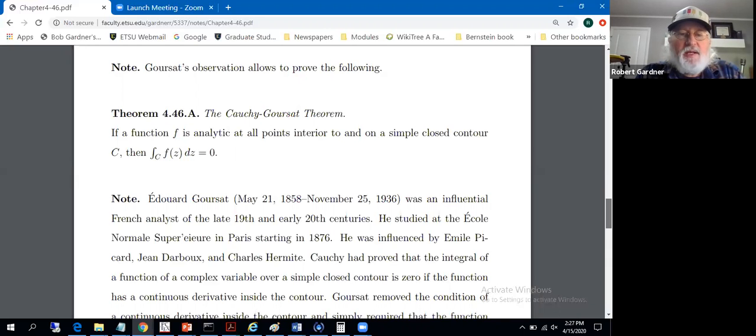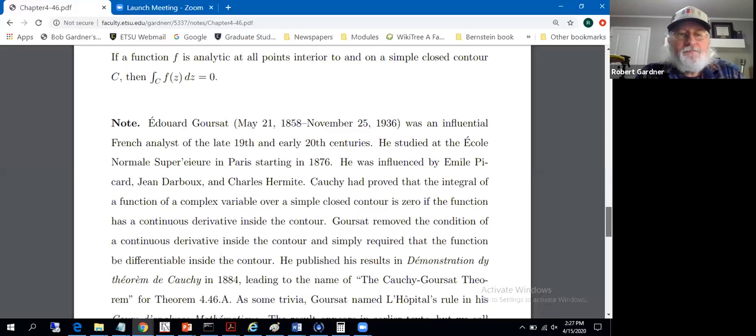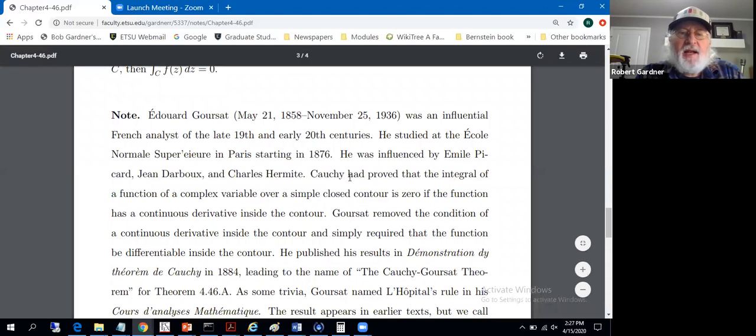A quick little bit of history on this Goursat dude. Big name in analysis in the late 19th century, the late 1800s. I guess he was active in the 20th century as well, but I'd place this guy really more as a 19th century mathematician. He's influenced by Picard, Darboux, Hermite.